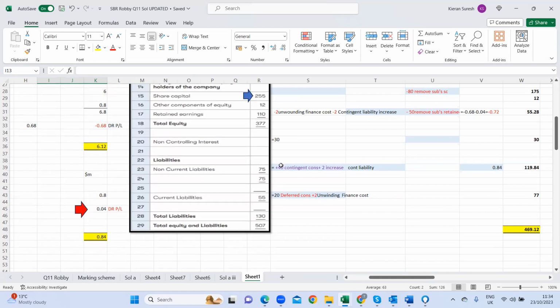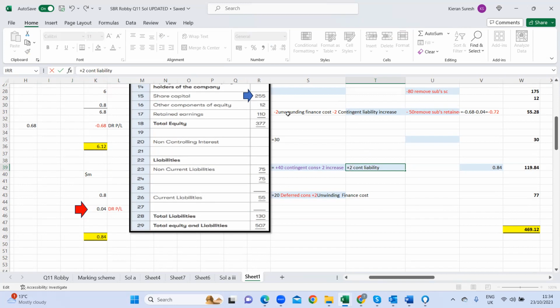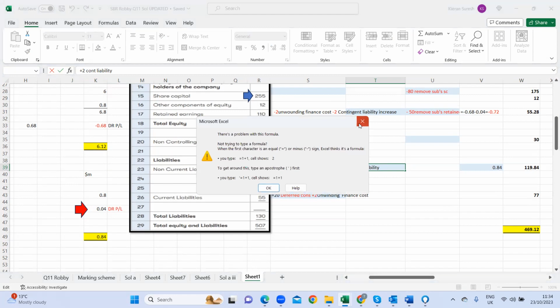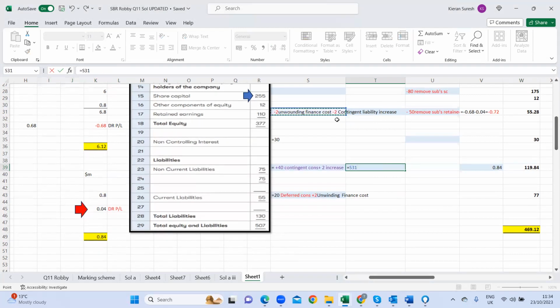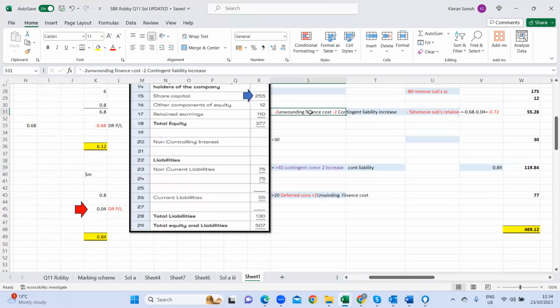This is a contingent consideration, right? This is a contingent liability. This is a 2 million liability increase. 2 million. This is contingent consideration. Here, this is the contingent consideration that we have. Okay, right. So I have done these two.